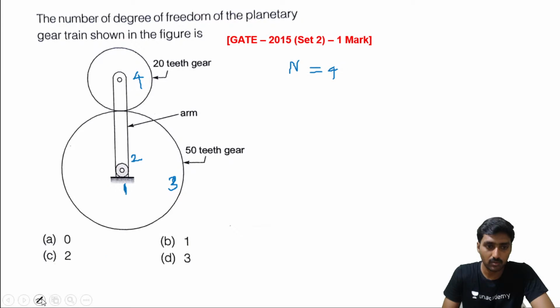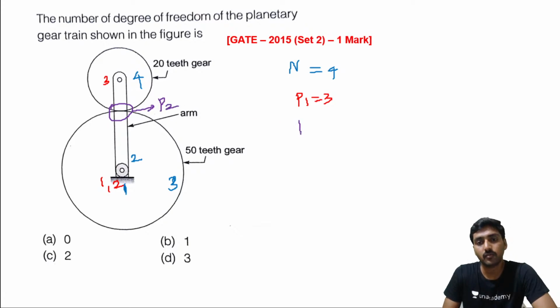Next one, P1. P1 in between 1 and 2, 1. In between 2 and 3, it's 2. Number of lower joints here is 3. P1 is equal to 3. Now higher pair, in between this point, it's a higher pair P2. Therefore P2 is equal to 1. Number of higher pairs 1, number of lower pairs 3, number of links is equal to 1, 2, 3, 4.